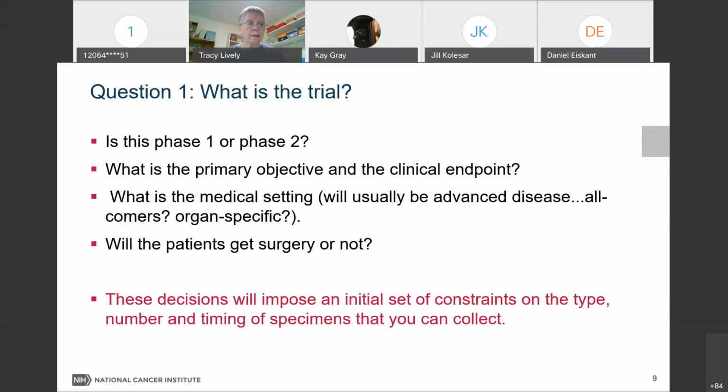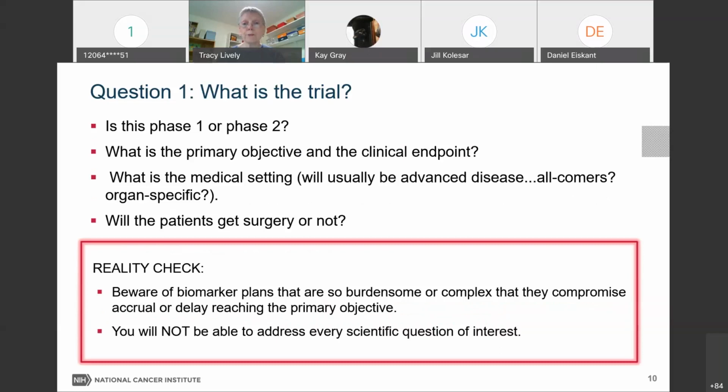You'll be starting with a concept for the trial, an initial concept, and this is going to impose an initial set of constraints on the number and the type and timing of specimens that you can expect to collect. And this is going to be your first reality check. You won't be able to do everything. You don't want the biomarker plan to become a problem for the trial, delaying activation, messing up accrual. You need to focus.